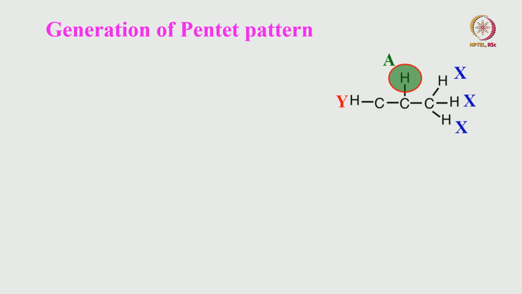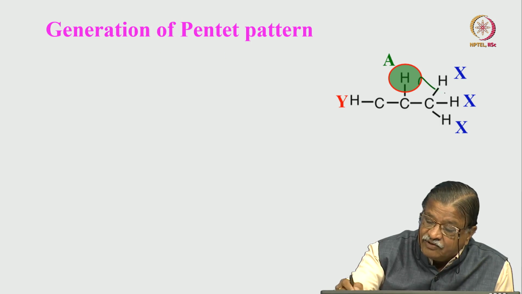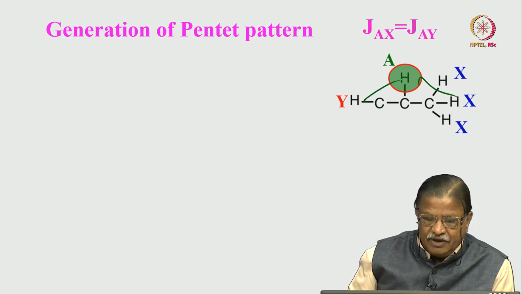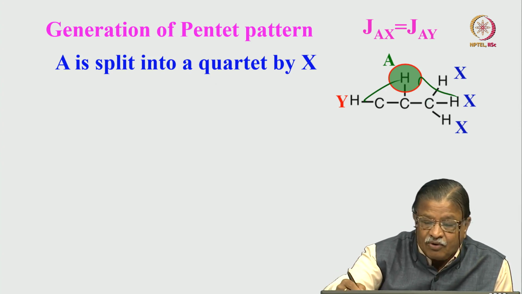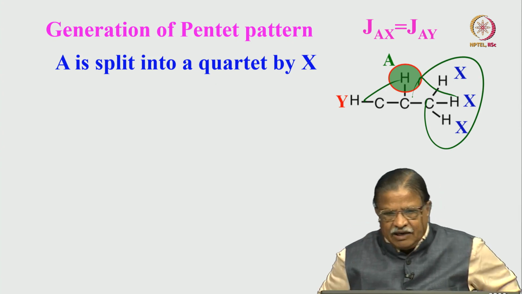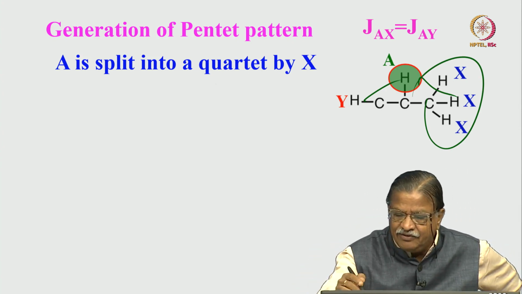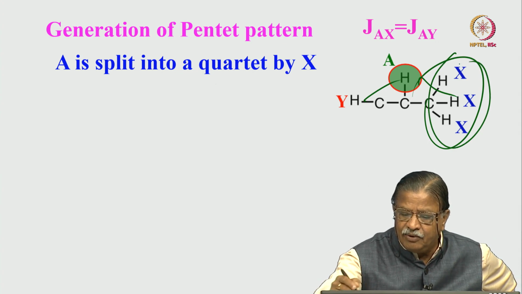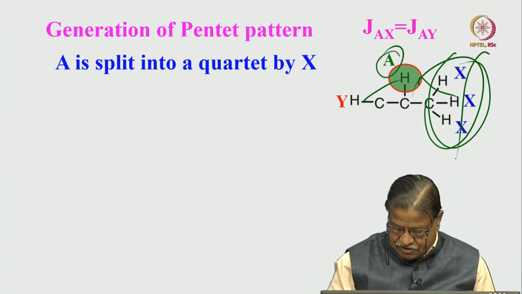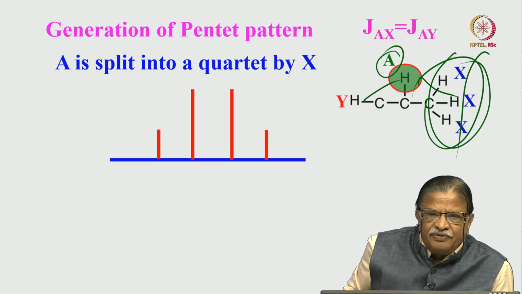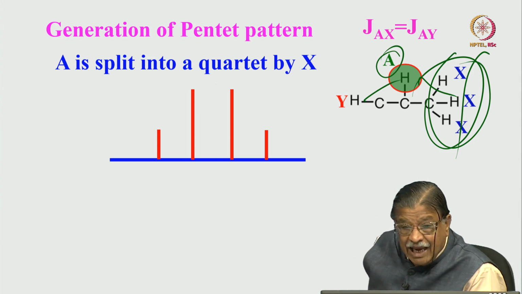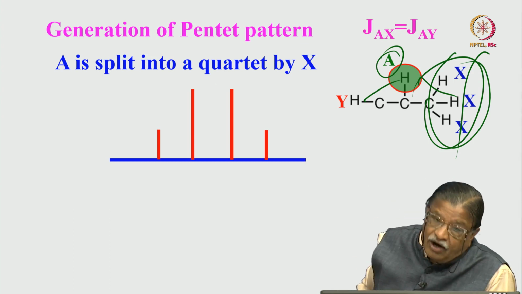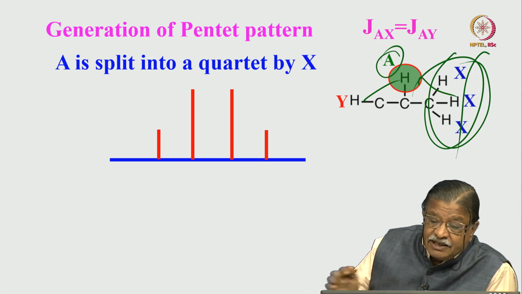But how did you generate the pentet? How do you know it is a pentet? Remember, it is because of the equivalent coupling. What I will do is, I have put the condition JAX equal to JAY. A is split into a quartet because of X. That is correct. That we have already discussed. Because of magnetic equivalence, according to the 2nI plus 1 rule, this will become a quartet because of 3 protons. Quartet of the intensity 1, 3, 3, 1, that we have been discussing today. But simultaneously, this A is also coupled to Y, but it is a single proton.